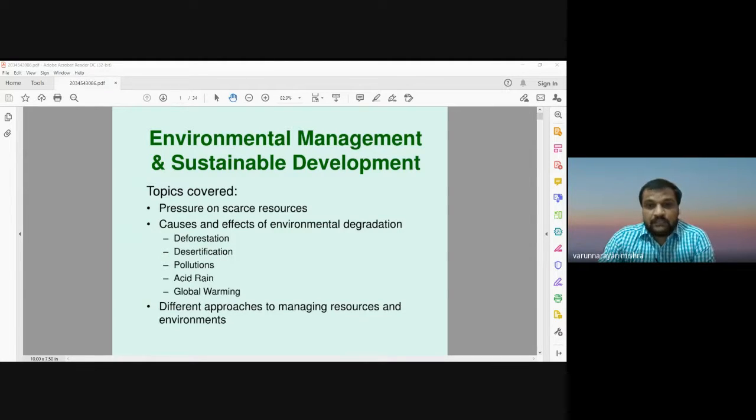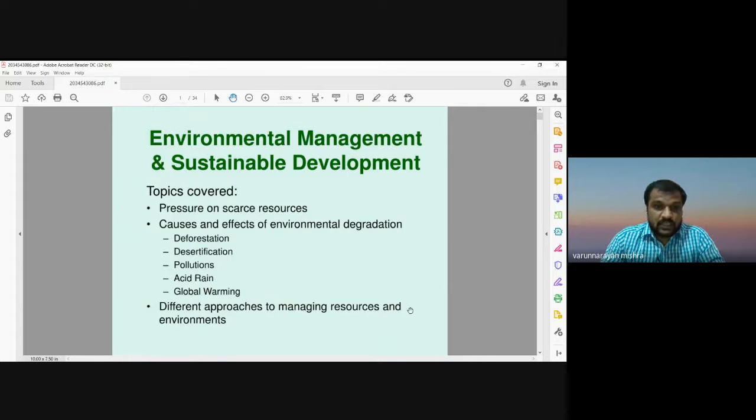So today's topic is very important, as all over the world climate change is going on. Most of the natural resources are at higher risk. So environmental management and sustainable development is a need of today's time, and we have to work for the management of the natural resources so that we can have sustainable development, and it will be very much useful for maintaining the natural environment of the earth.